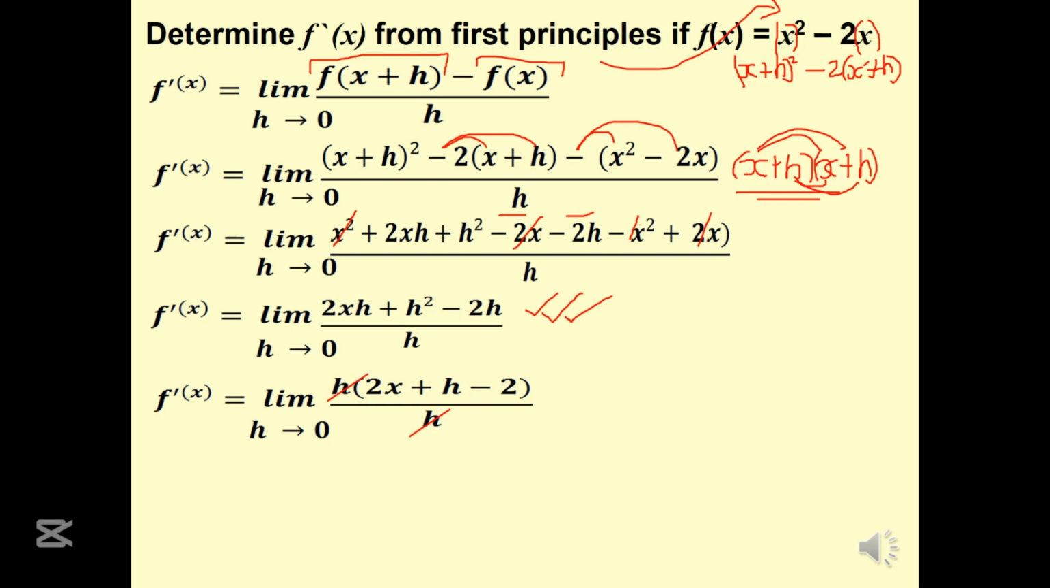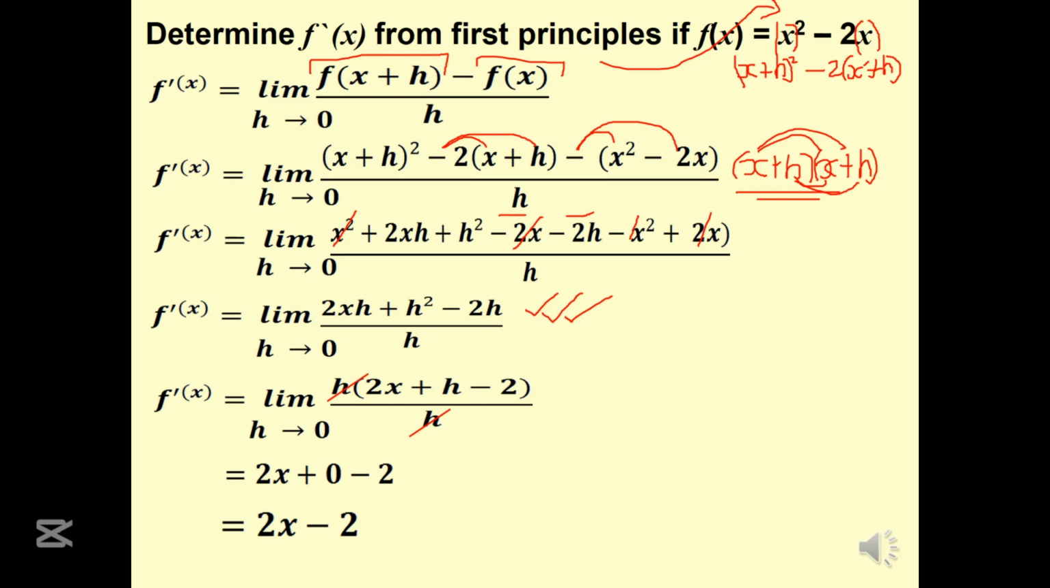After factorizing, the h, which is a common factor, and the denominator h are divided. So you can simply cancel those out. Then the remaining h becomes 0 because h approaches 0. So the answer to this question is going to be 2x minus 2. That is the derivative using first principles. We have differentiated using first principles.